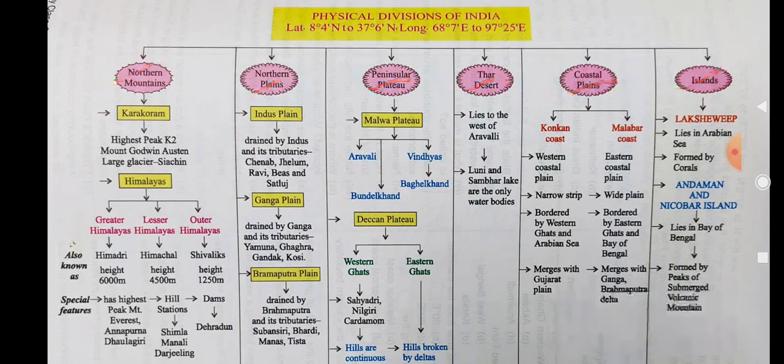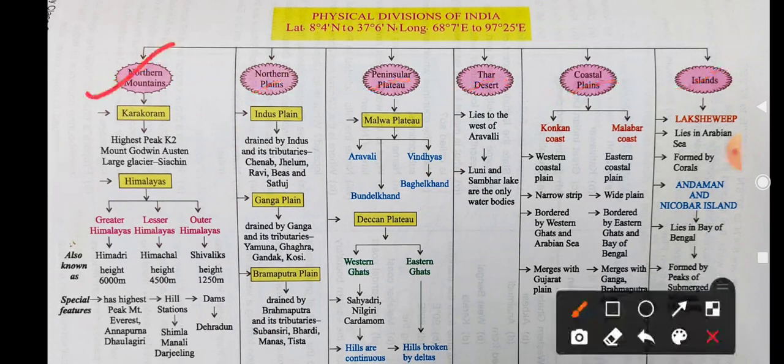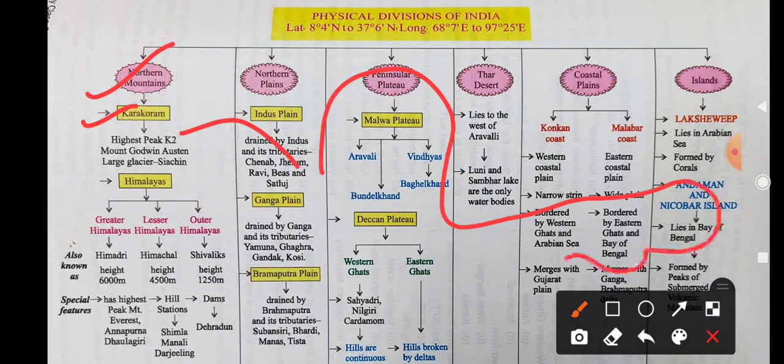So today I am going to start the physical division. I already told you there are 6 types of physical division. First of all, I will cover the mountains. In the mountains, there are different mountain ranges. I already told you in the map section where each extends from and where it starts, and the directions. If you understand these directions, you can write by your own.